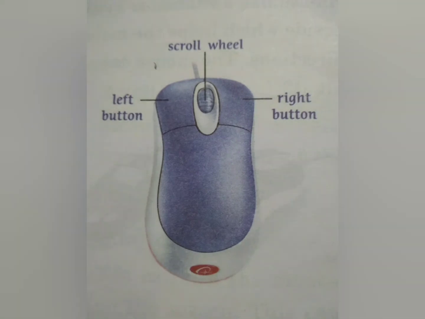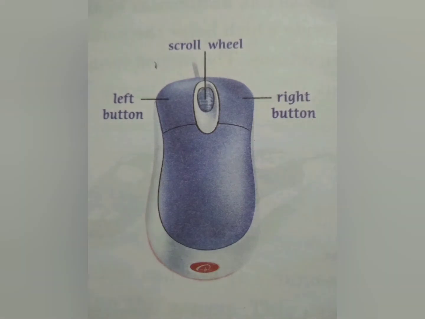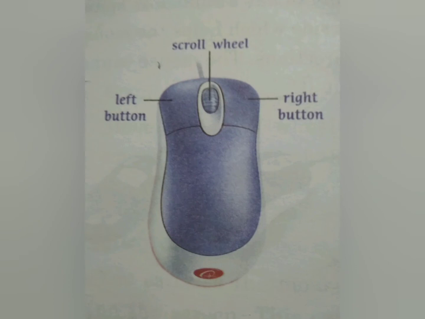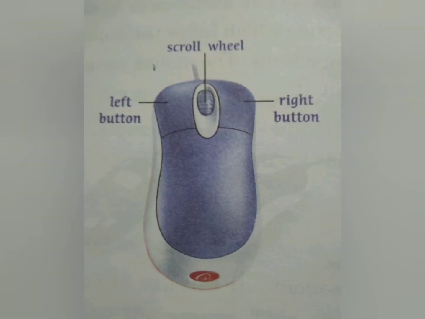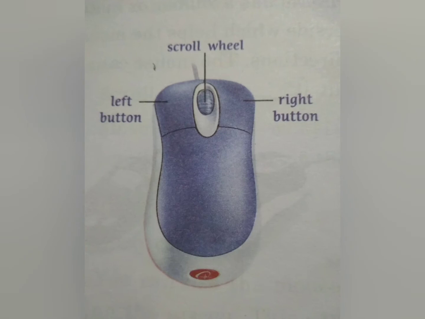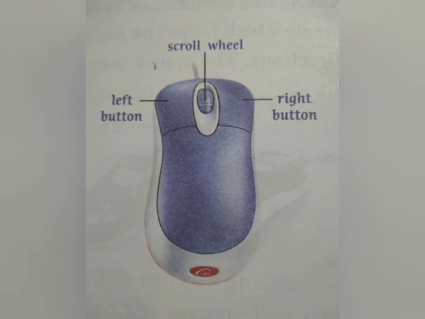By clicking these buttons, right button and left button, we can perform so many different tasks. And the middle one is the scroll wheel. You can see one scroll wheel in the middle of the left button and the right button. That scroll wheel acts as a third button. We can scroll the page by scrolling this wheel.